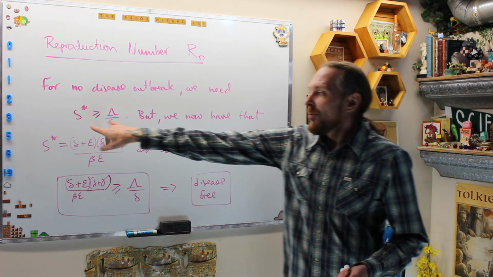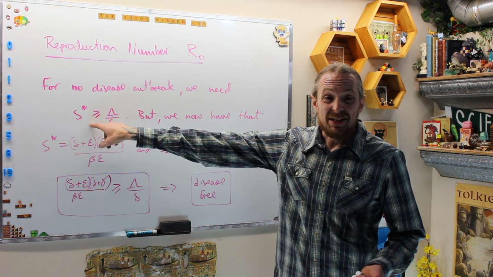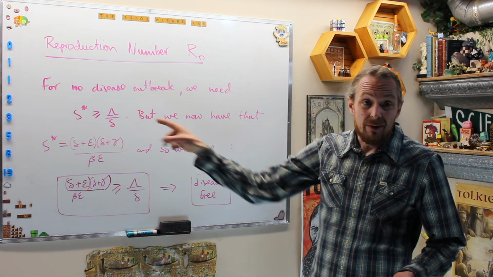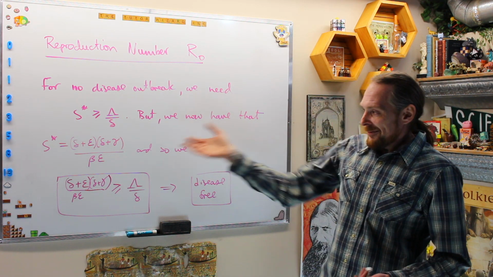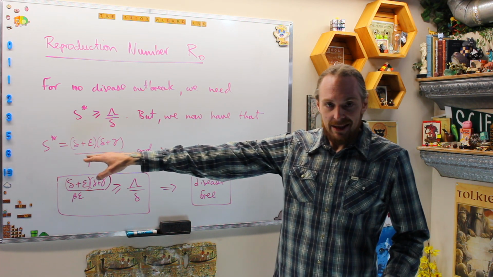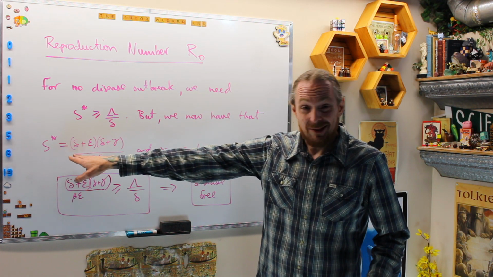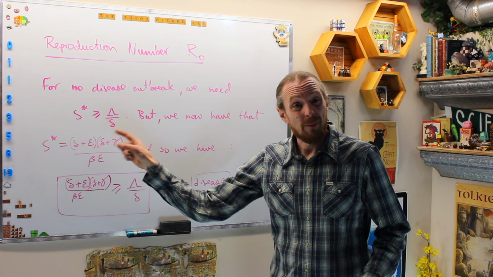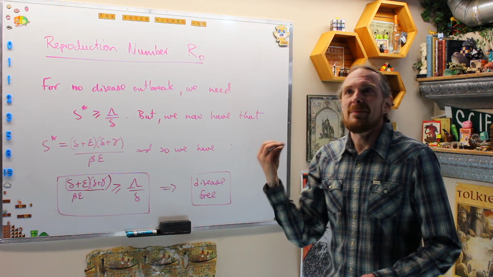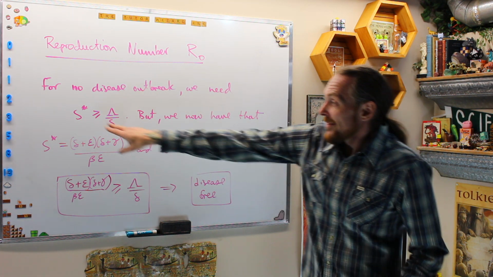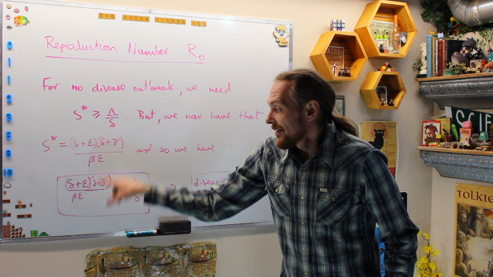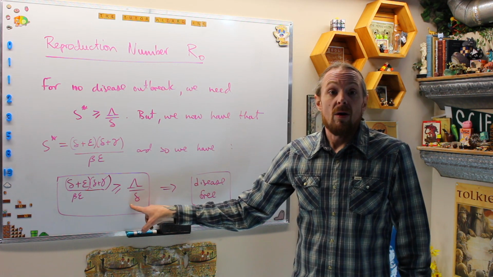For that to happen, we would have to have that the susceptible population is larger than or equal to lambda over delta. But we now have an explicit formula from the equilibrium equations. We can derive what S star is explicitly, just numbers now, from our parameter values. What this tells us mathematically is, if we have this condition, we just put this hot mess where S star was, and we get this inequality.